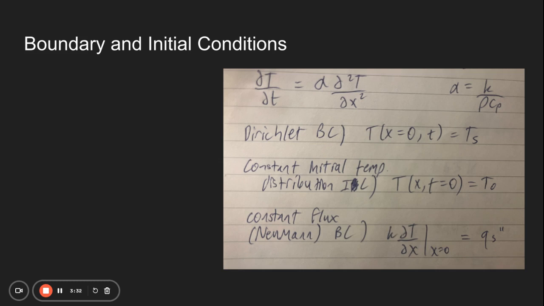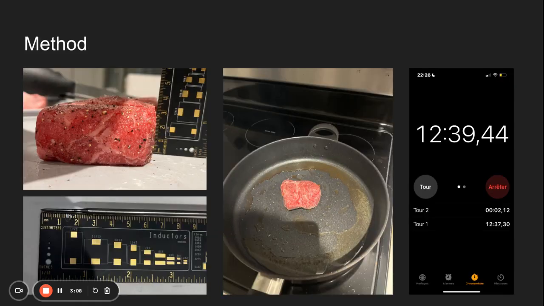Boundary and initial conditions. Some of these I mentioned earlier already, but constant flux is the main one we're going to use that's going to inform the equation for the semi-infinite solid that we're using. We also have a Dirichlet boundary condition, basically just that at the base of the steak, the temperature is constant, equal to the temperature of the pan. Then also the initial temperature distribution of the steak is constant throughout, and that's pretty reasonable.